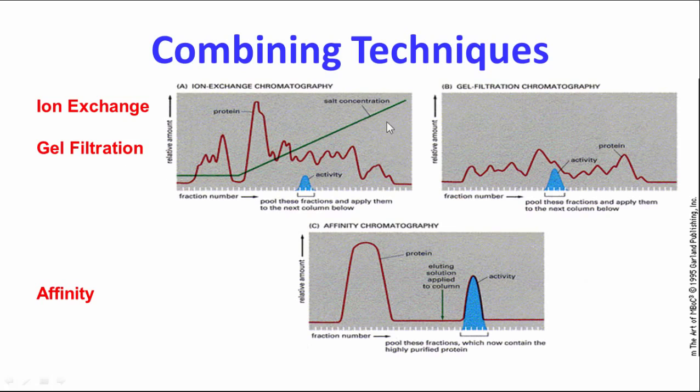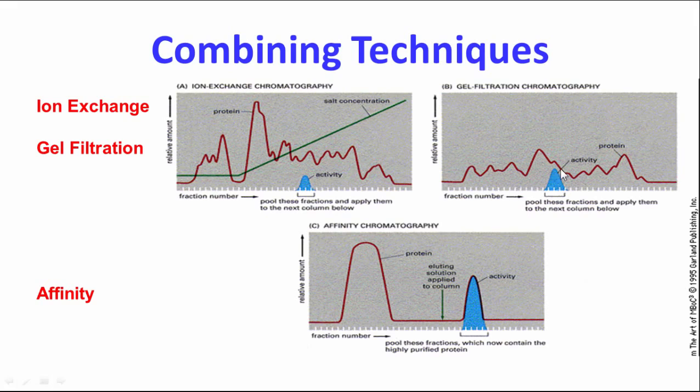So here is an ion exchange profile here with a salt concentration gradient. You can see the activity of your enzyme. The red line is all protein and the activity is in blue. And so you pool these fractions right here and get rid of all the other stuff.